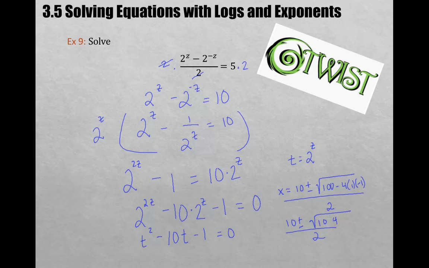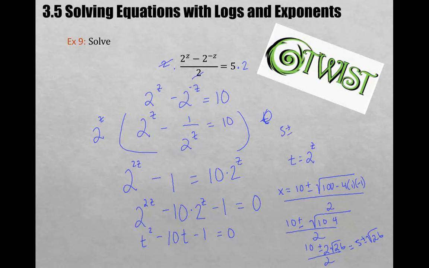104. What is that, 2 root 26, I think? 10 plus or minus 2 root 26 over 2 is going to be, right, and 26 I don't think simplifies anymore. No, because it's 13 times 2. So 5 plus or minus root 26. So that is going to be what t is. I have to then substitute that in.